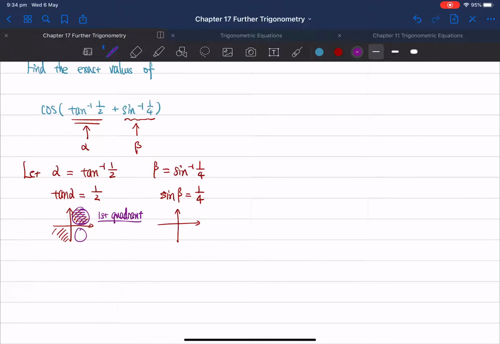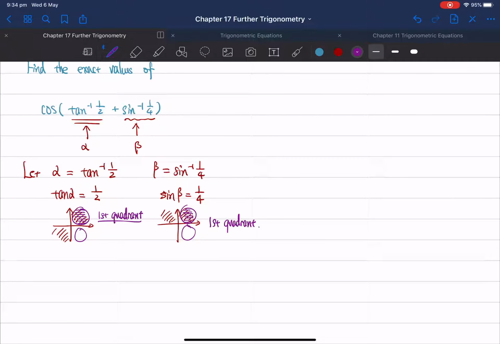Now let's look at beta. Sine is positive in the first and second quadrants, so I'm just going to highlight the first and second quadrants. And then the range for sine inverse is again between pi on 2 and negative pi on 2, which means the common region is still the first quadrant.